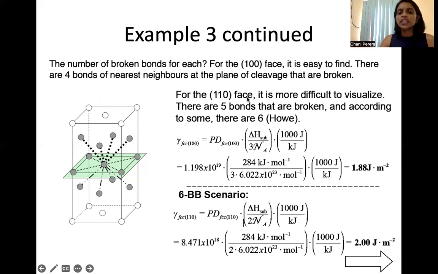For the 110 plane, it's a bit difficult to visualize, right? There will be 5 bonds that are broken, and according to some, there are 6. It's a 3D modeling thing. If you know the planar density, you can find it out easily. You can calculate the surface energy for that 110.